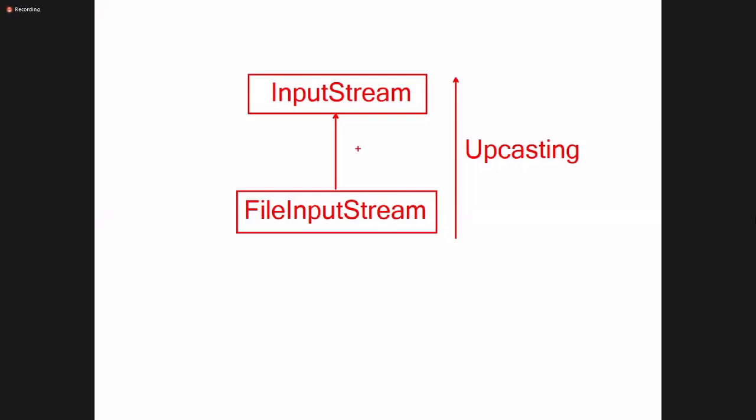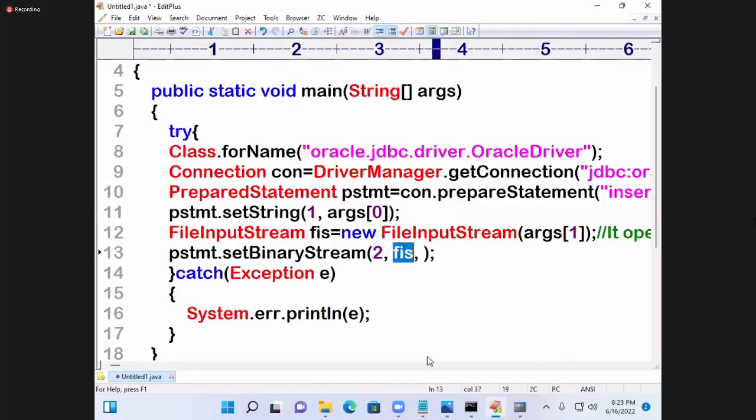Upcasting has no restriction, it is always valid. Because if you create a subclass object, in that subclass object, are the superclass members present or not? Present. That's why it is valid. In this object, the members of both classes are present. It takes only InputStream, and the InputStream members are also present in this object. Inherited, derived features are inherited. That's why it is valid. So with the upcasting feature, this line is valid.